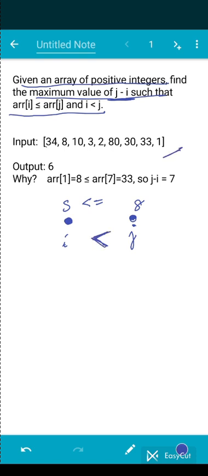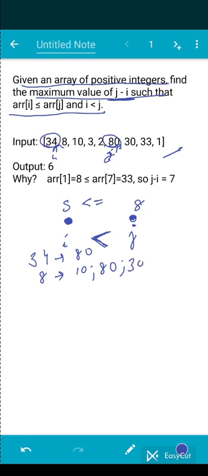If this is i, then we need to figure out a greater or equal element, which will be at j. So this can be our j because i is clearly less than j, and the element at i is also less than or equal to the element at j. So for 34, it can be 80. But for 8, it can be 10, it can be 80, can be 30, can be 33 as well.